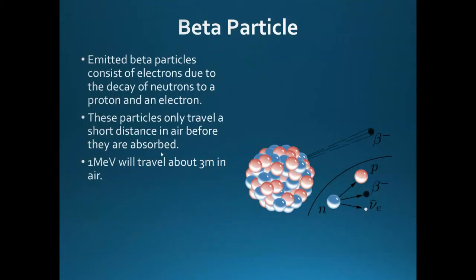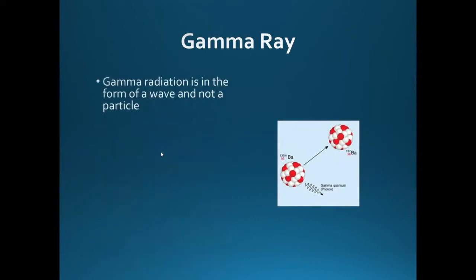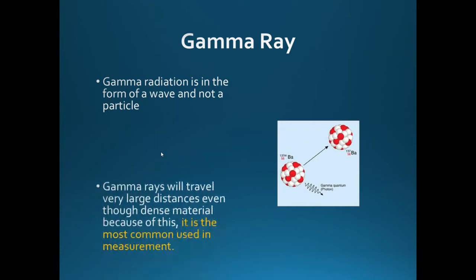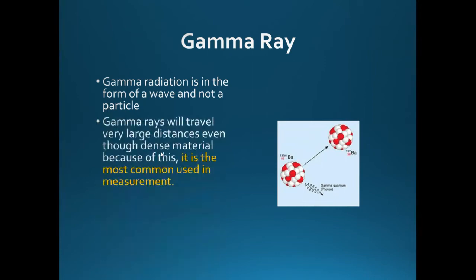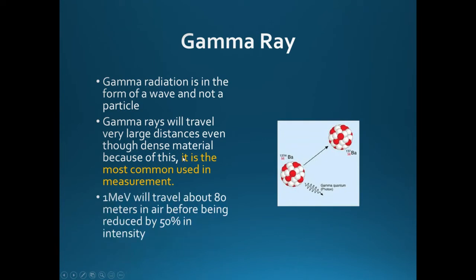Last but not least, let's put that in perspective here with the gamma ray. It's in the form of a wave and not a particle that shoots in a straight line. They'll travel large distances even through dense material. Because of this, it is the most commonly used in measurement. As a comparison here, 1 mega electron volt will travel about 80 meters in air before losing half of its intensity. So significantly more powerful, and as such, a little bit more dangerous.